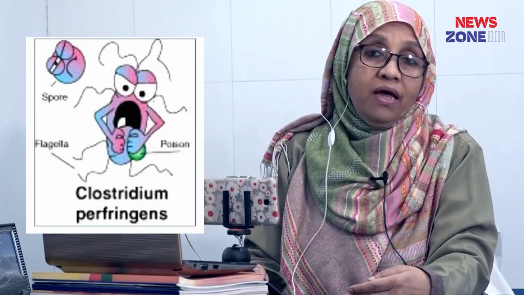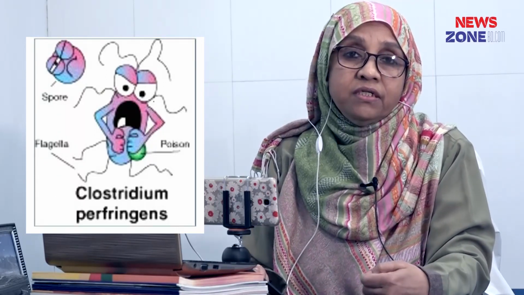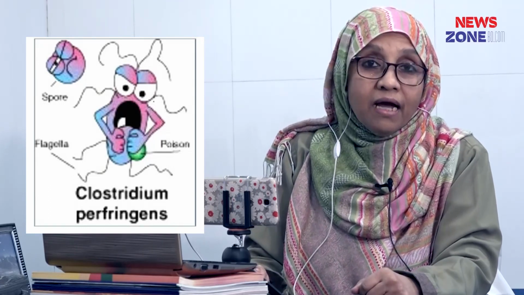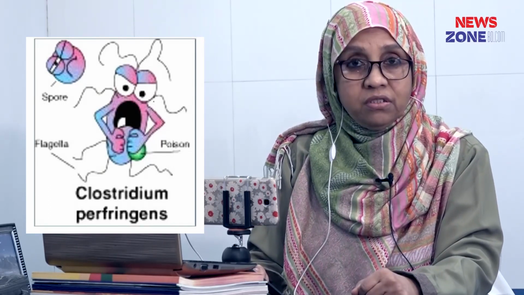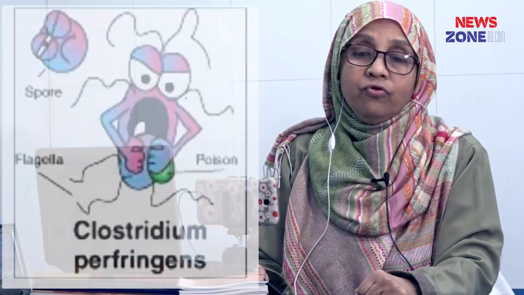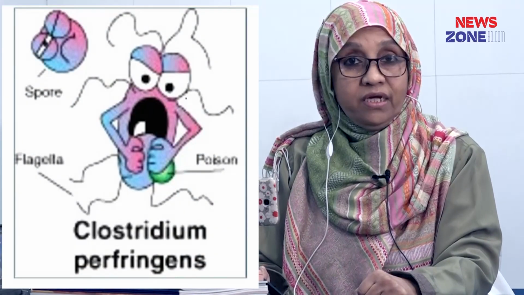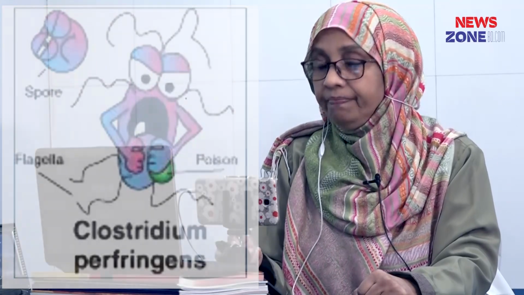The other virulence factor of these species is the poison. Talking of poison, Clostridium perfringens has both enzymes and toxins that play an important role in producing gas gangrene. And of course they are flagellated, so they can spread very quickly.